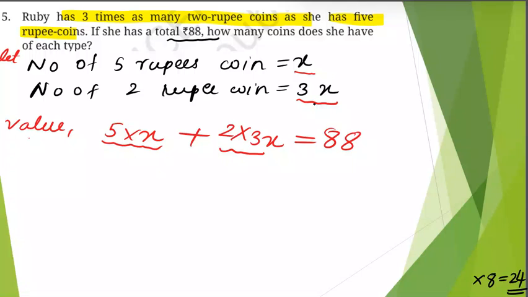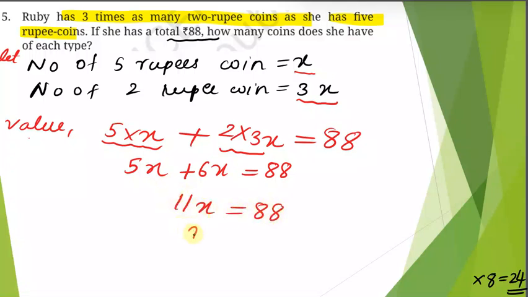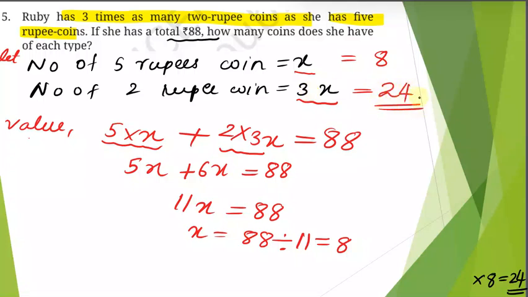So 5 times x plus 2 times 3x. Okay, so that will be 5x plus 6x is equal to 80. You will get 11x is equal to 88, which means x is equal to 88 by 11. You will get it as 8, which means she has how many 5 rupee coins? Yes, she has 8 5-rupee coins, and 3 times 8 means 24 2-rupee coins. So the number of 2-rupee coins is 24 and the number of 5-rupee coins is 8.